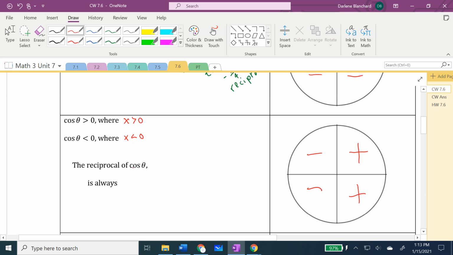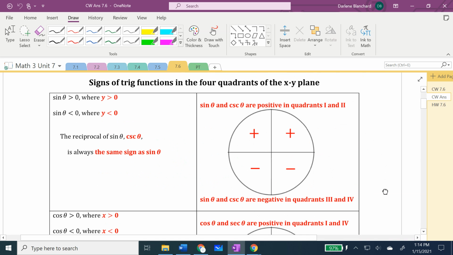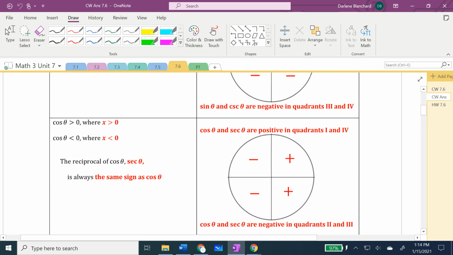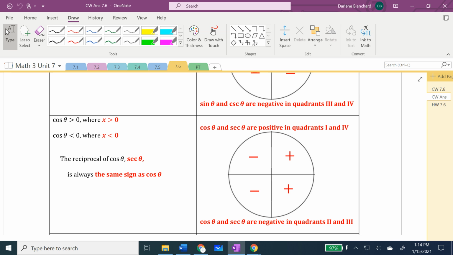Who is the reciprocal of cosine? Which trig function is cosine's reciprocal? Good. Secant. And secant theta is always the same sign as cosine theta. So that means cosine theta and secant theta are positive in quadrants 1 and 4. Cosine theta and secant theta are negative in quadrants 2 and 3.